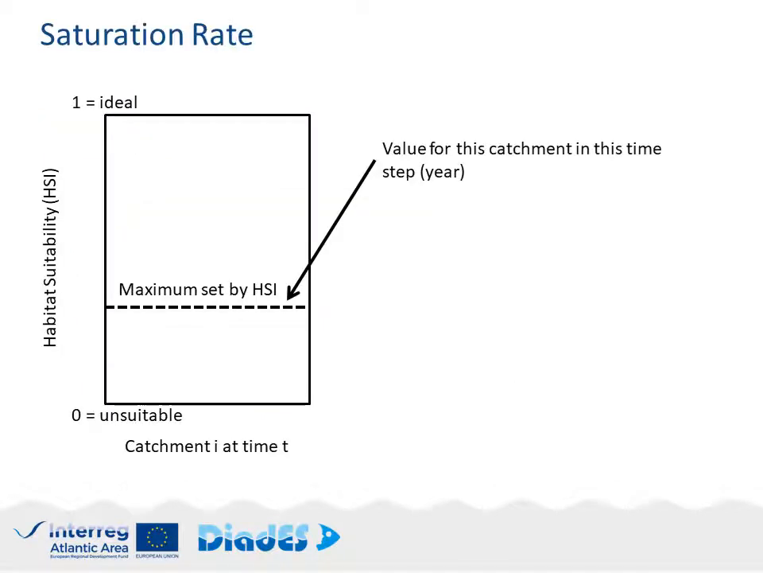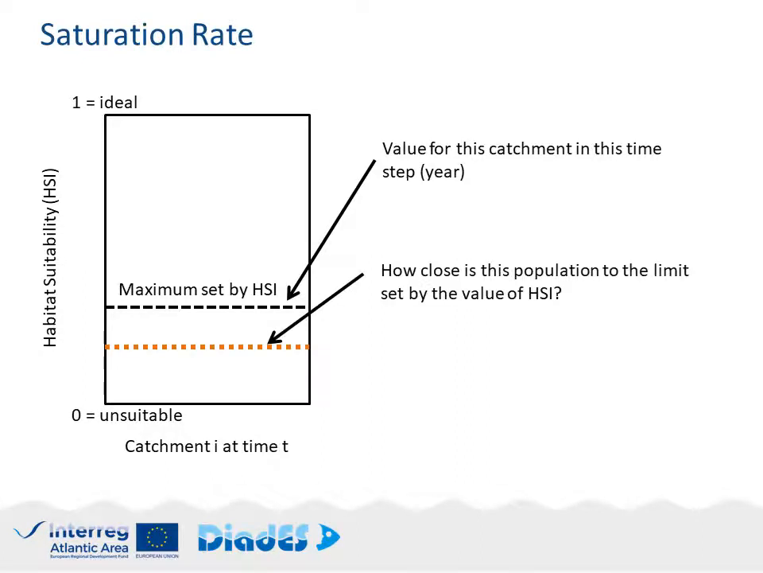We're presenting our results as a saturation rate. To calculate this, we first need to calculate a maximum value that is set by the habitat suitability. And this is on a gradient between unsuitable habitat and ideal habitat. And this is calculated for each catchment at the time step, so for our example, year. And this represents the maximum capacity, essentially, of the population. And the saturation rate then calculates how close the population is in that catchment in that time period to the maximum or this limit that is set by the value of HSI.